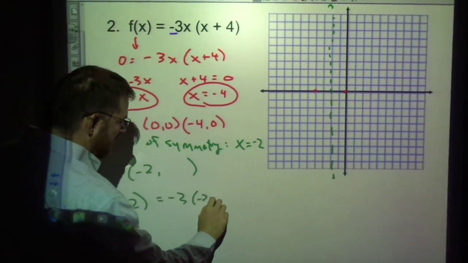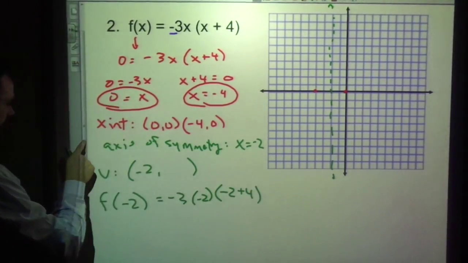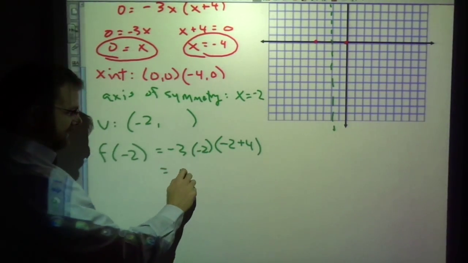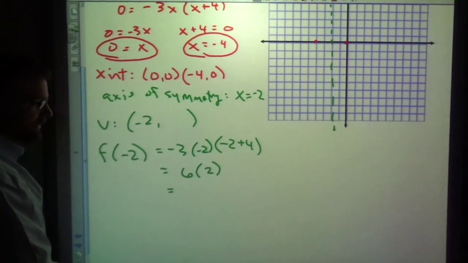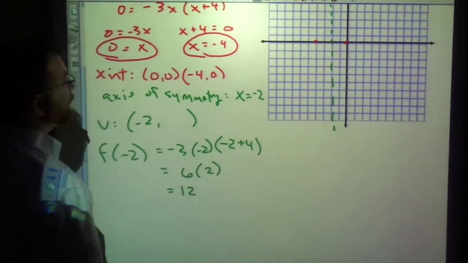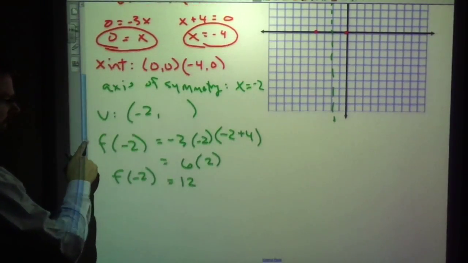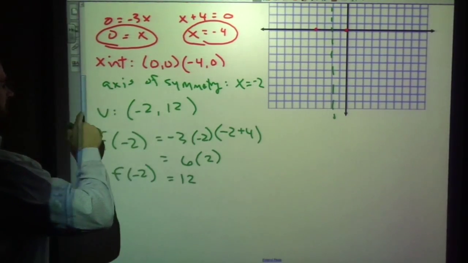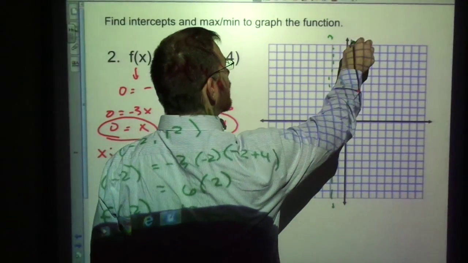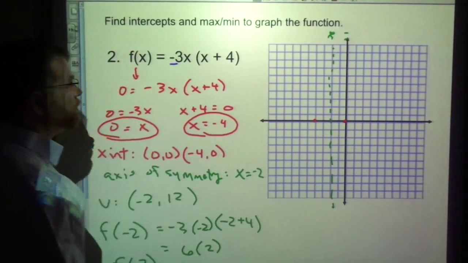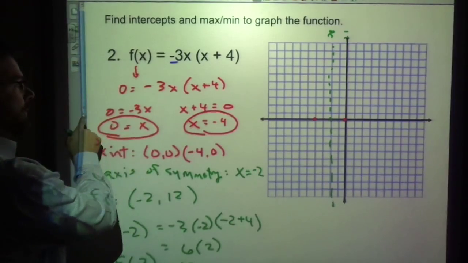-3 times -2 times -2 plus 4, and that gives us, this is 6, and this is 2, so 6 times 2 is 12. Okay, so f of -2 is 12. That tells me the vertex is going to be a maximum way up here at 12. And like I told you, it's going to open down and it's going to be very skinny. And it looks that way.